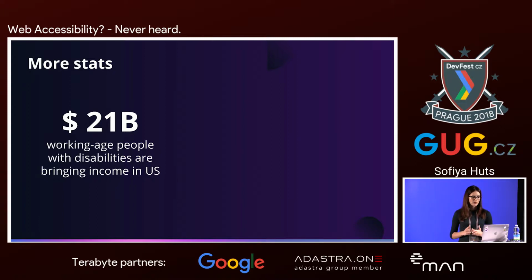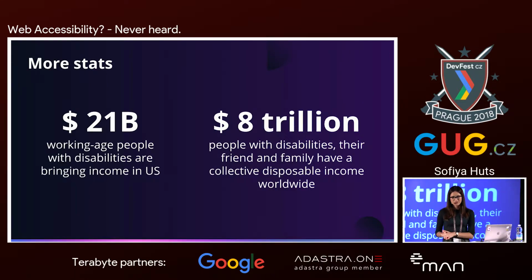Working-age people with disabilities in the USA bring along an income of about $21 billion. And you may also think about their friends and family who are using some application to interact with them. So, regarding recent research, people with disabilities, their friends and family worldwide have a collective disposable income of about $8 trillion. Think about it. And I'll give you more statistics.